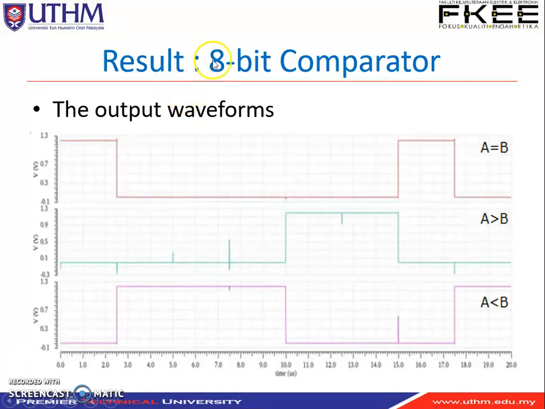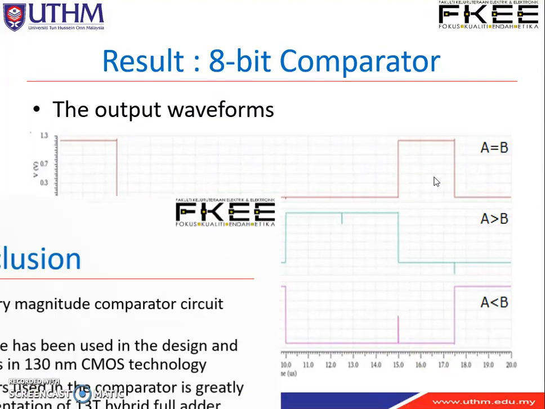This is the output for the 8-bit comparator: A equals to B, A greater than B, and A less than B. Except for small glitches over here, we have a perfect output swing from 0 until the power supply of 1.2 volt, even though it is an 8-bit comparator. So we have successfully designed an 8-bit comparator using the 13T hybrid full adder.